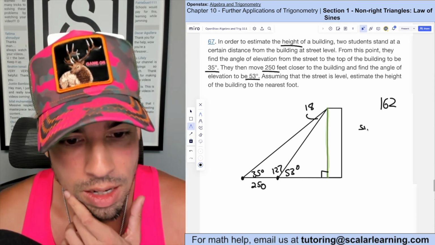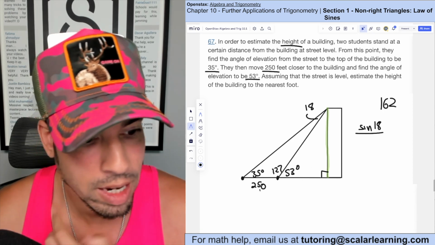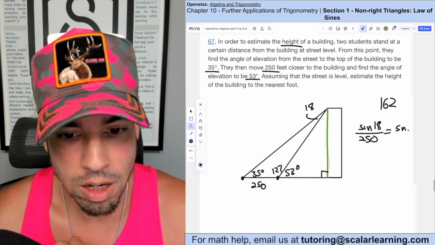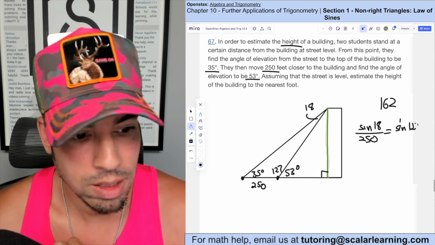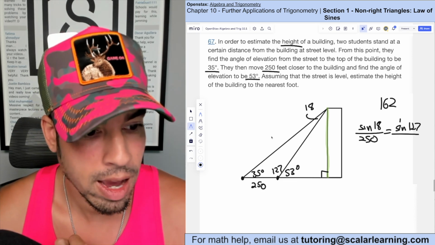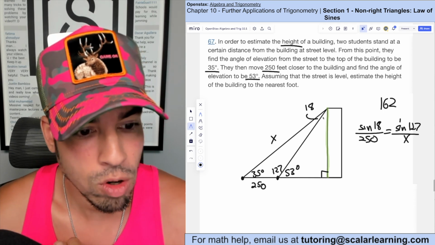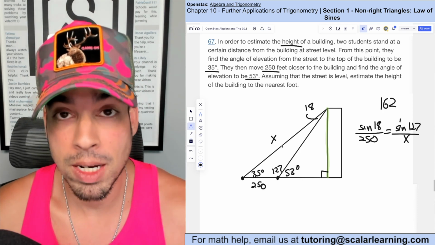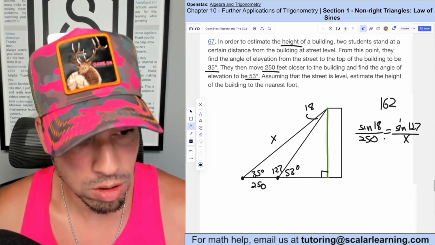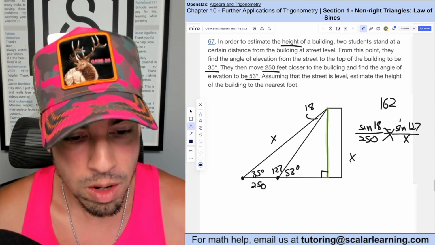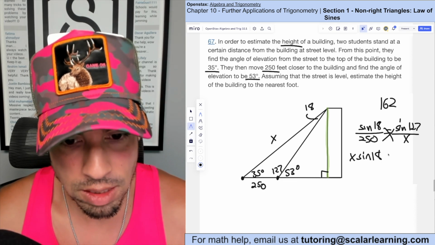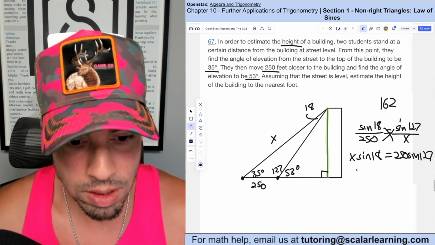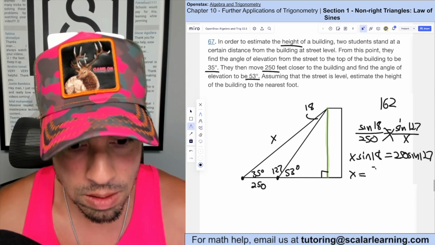So now I can say sine of 18 over that known side of 250 is equal to sine of 127 over x. We're going to call this side x. Now I could have solved for this side too, but I'm just sort of choosing this side, and you're going to see why. In my mind, I think it's going to be a nice little solution for us. So we're going to cross multiply. We're going to get x sine of 18 equal to 250 sine of 127. Then we're going to divide both sides by sine of 18, and that should give us x.